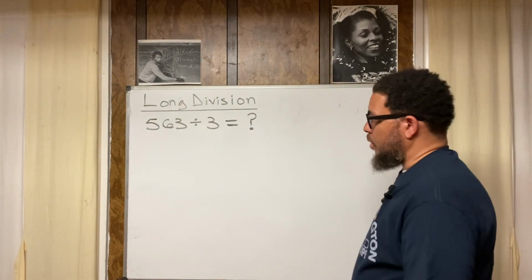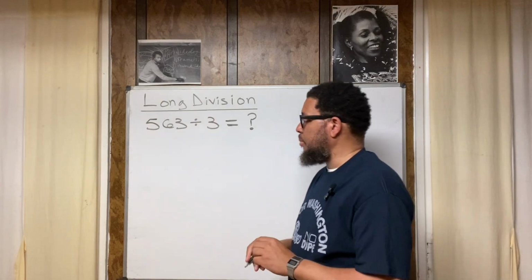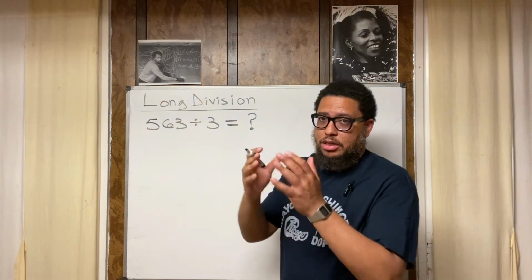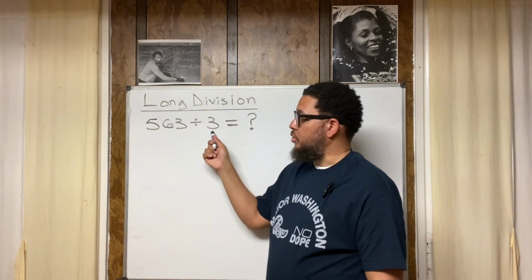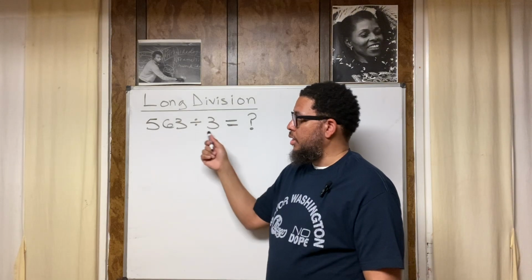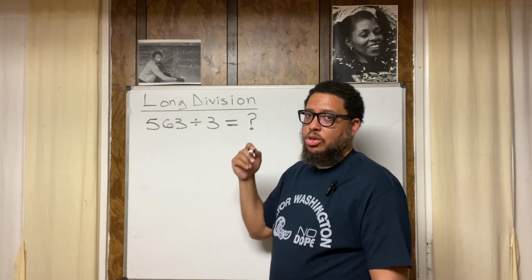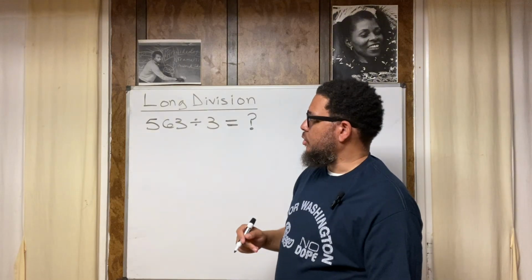All right. So I want to go over this example of long division. And first, let's talk about what these numbers are. This first number is called our dividend. That's the number that's going to be divided up into different pieces, right? And the second number is our divisor. So we have a dividend of 563. We have a divisor of 3. Our answer is what we call the quotient. The quotient. All right. So our answer is the quotient.